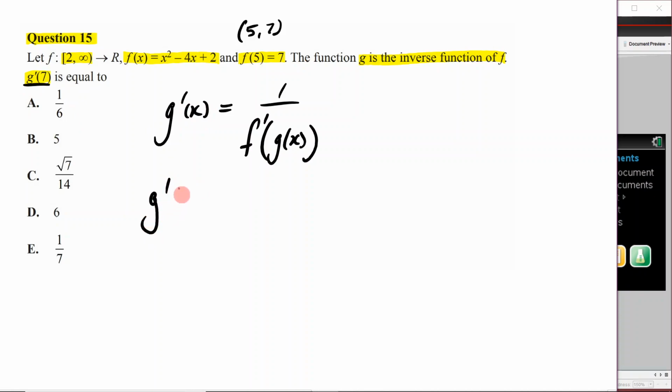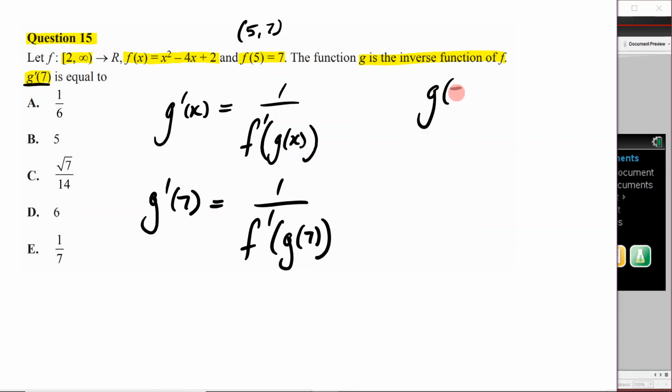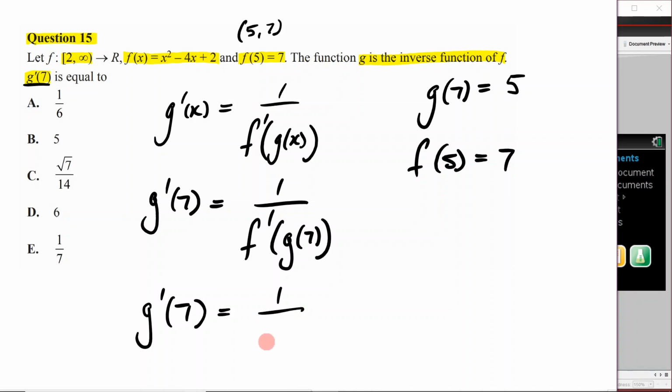So it's g dash of 7 is equal to 1 over f dash of g of 7. Now the question is, what on earth is g of 7 going to be equal to? Well, we know that when the input to the function is 5, we get 7 out, and g is simply my inverse, so it's going to be a 5 out there. That means I can rewrite this as 1 over the derivative of f when x is equal to 5, and I can figure this out using my CAS.